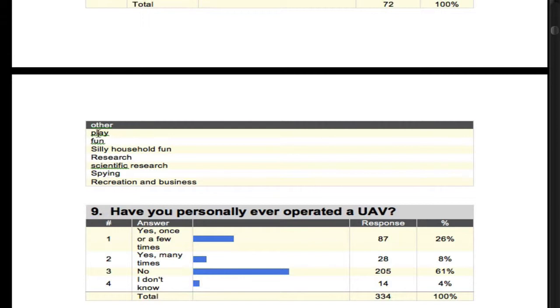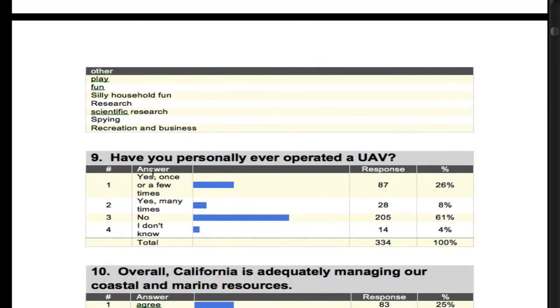So, why did I buy it? I bought it for play. Why'd you buy that? I bought it for fun. Why'd you buy that? I bought it for silly household fun, right? And all that kind of jazz.